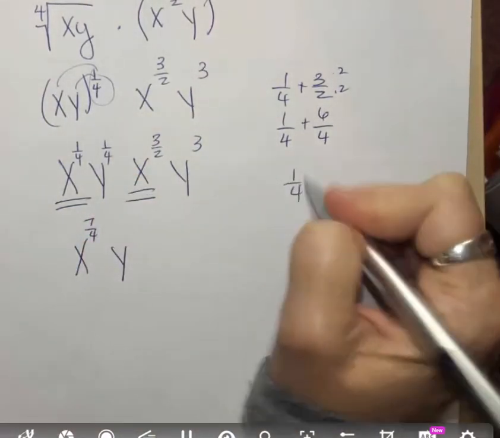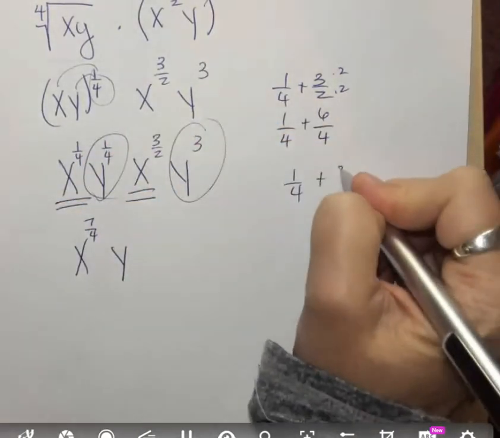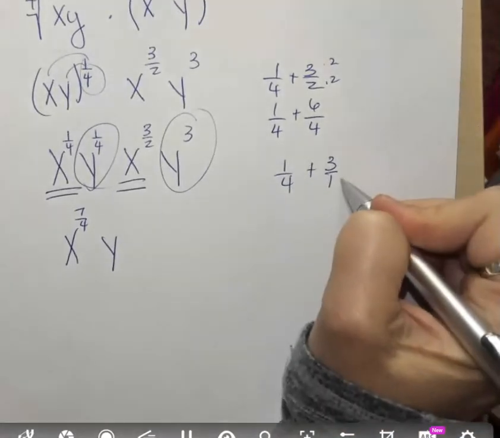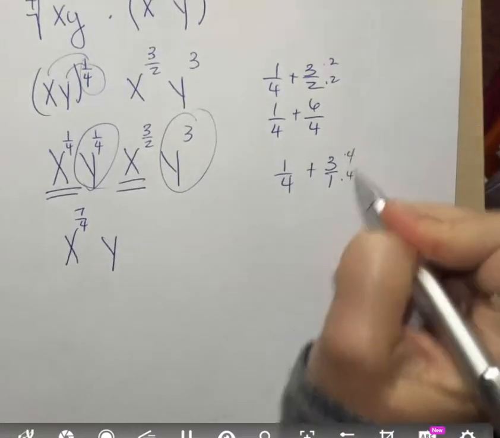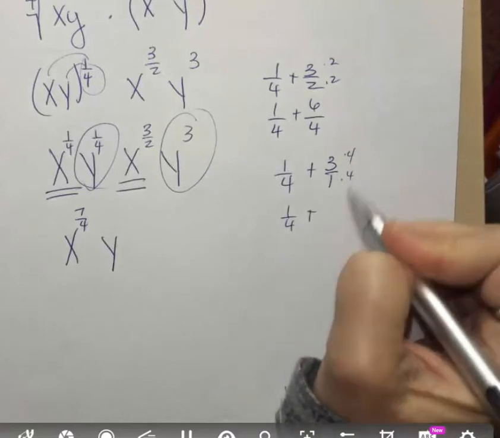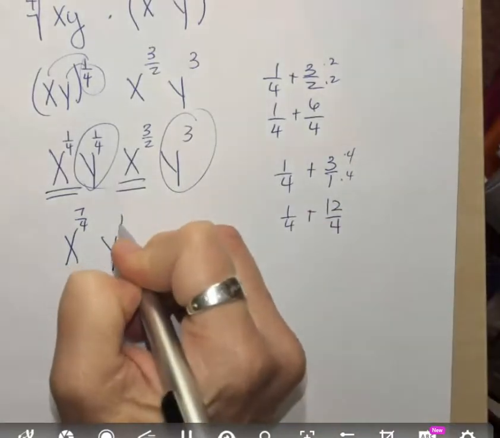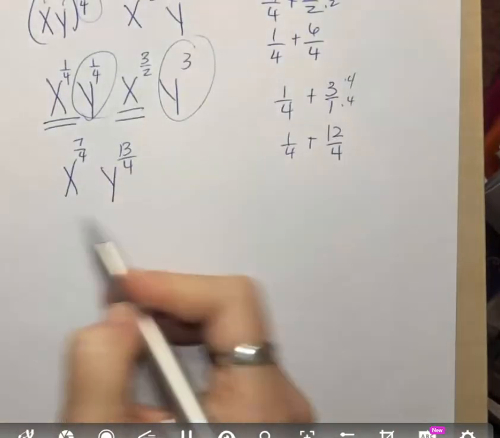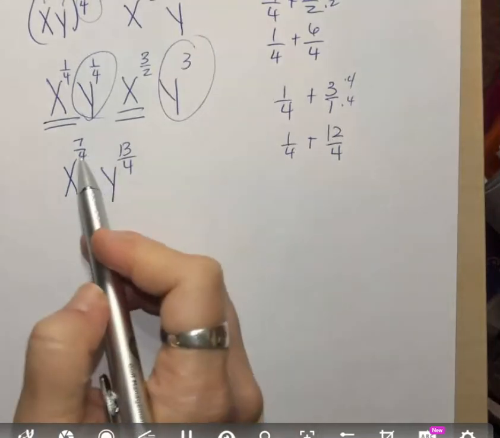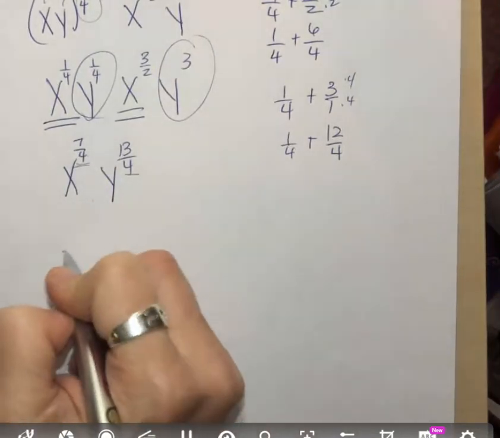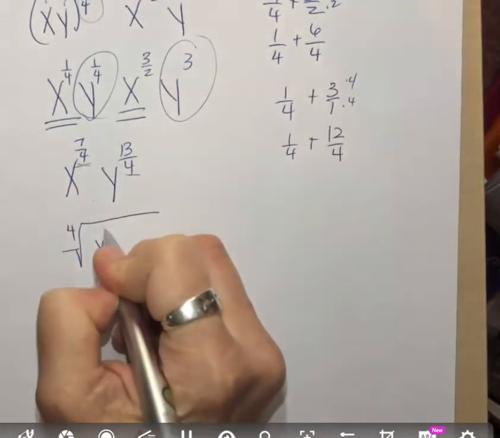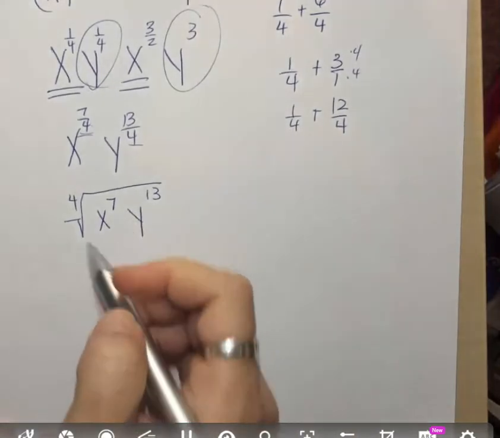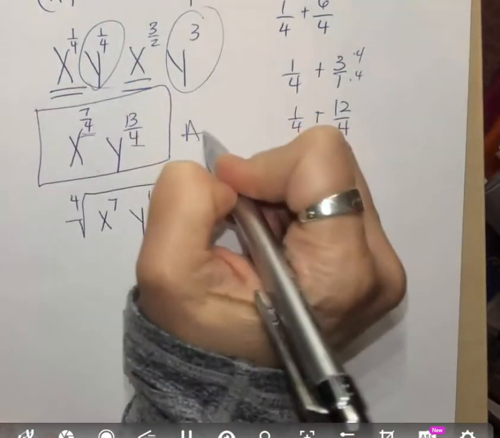y to the, I've got 1/4 plus 3, or 3 over 1. I can't write it in mixed numbers. We can't do that. So it looks like my common denominator is going to be a 4. So I'd have 1/4 plus 12/4 gives me 13/4. So if I were to write this in radical form, my common radical is the 4th root of x to the 7th, y to the 13th. So this is one answer possibility.